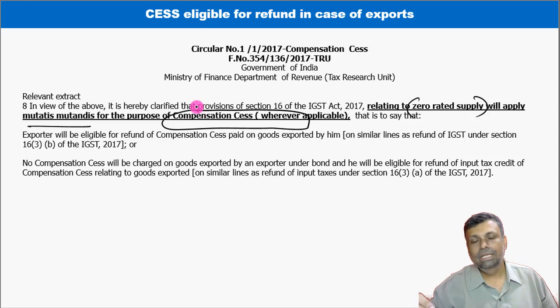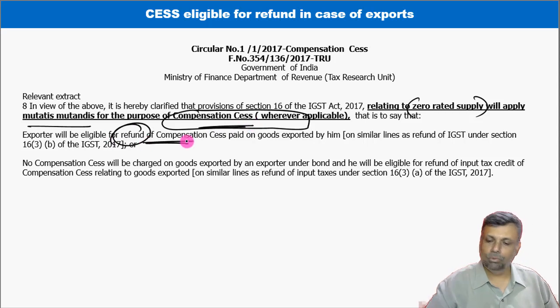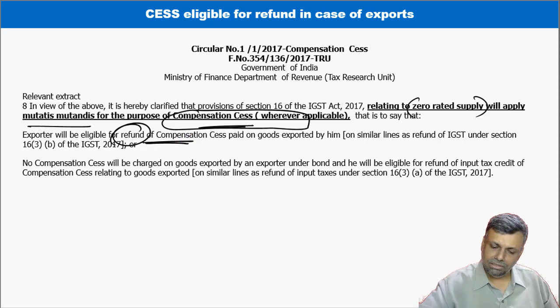So if in this context certain exemption benefit is available to GST, it is also applicable mutatis mutandis, that means as it is, to the GST compensation cess also. And just to further clarify, if there is any refund process which is applicable to GST, it will also be applicable to compensation cess. That means a refund of GST compensation cess can also be permissible. Okay, there is nothing wrong.